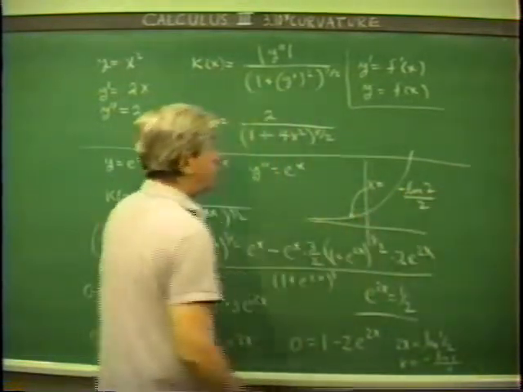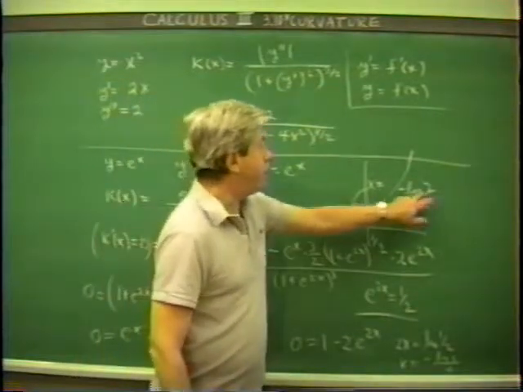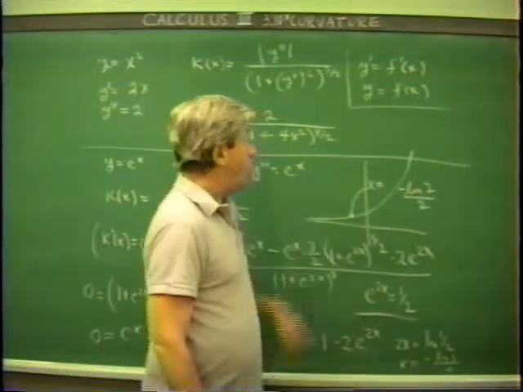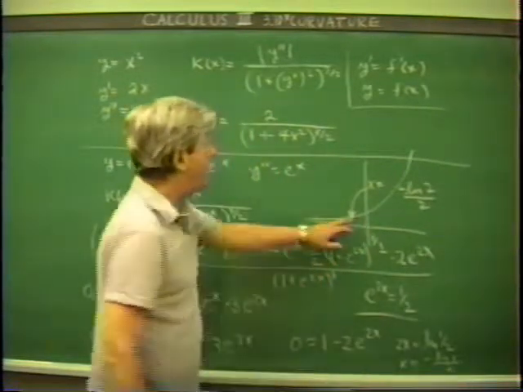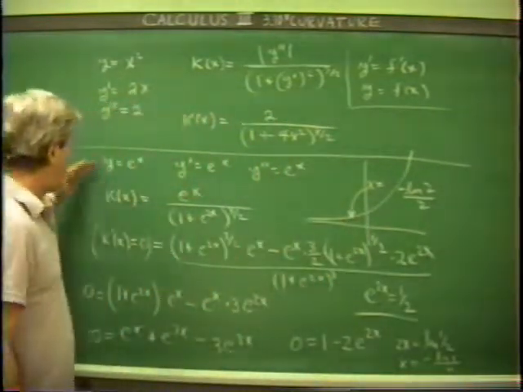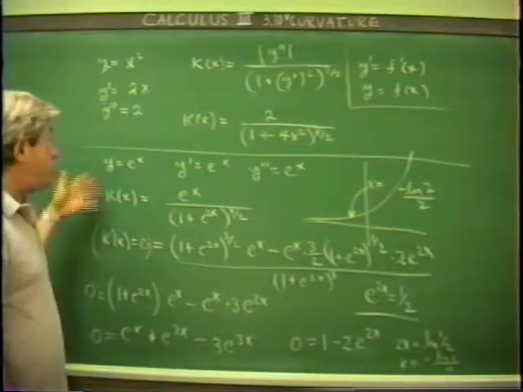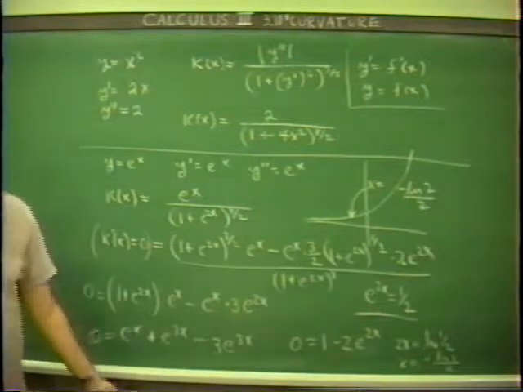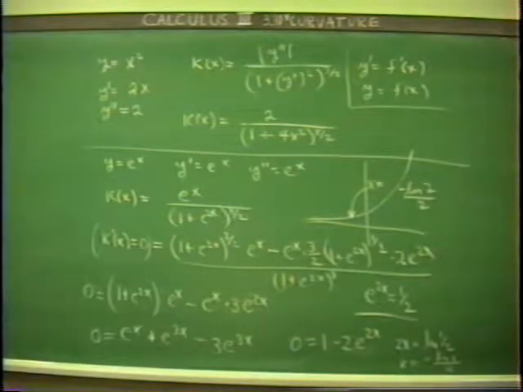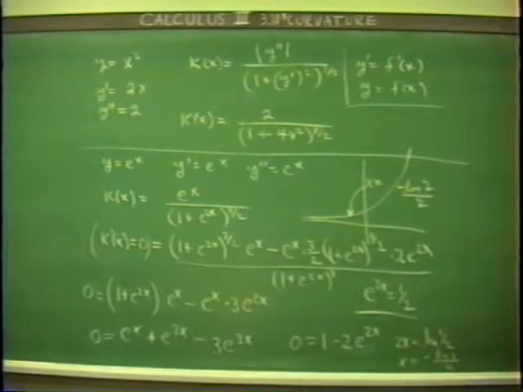So at x equals negative log 2 over 2, the curvature is maximum. Log 2 is about 0.7, so this is at about minus 0.35 is where the curvature is maximal here. Perhaps a place that would not be expected. At any rate, you can compute the curvature, and in this case, if you're interested, you can find out where it's maximal or where it's minimal.